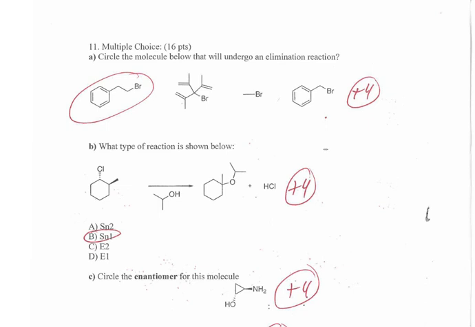This one, what type of reaction? So people might ask, well, how am I supposed to know that? Well, if you look, you're given the products. So you should be able to automatically eliminate, right, what? E2 and E1 because there is no pi bond. So this is between SN2 and SN1.